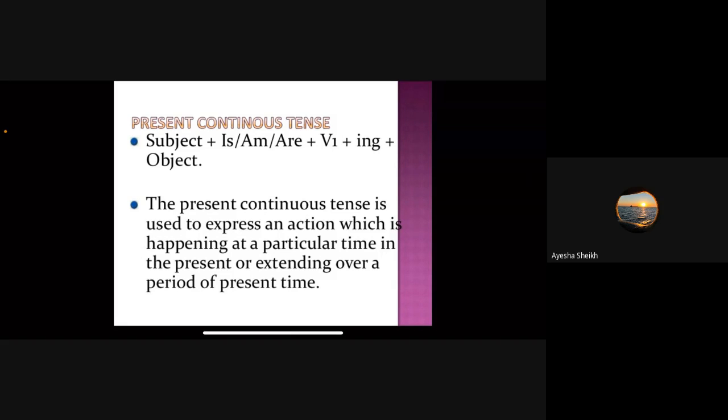Present continuous tense. Subject plus is, am, are plus verb plus ing plus object. The present continuous tense is used to express an action which is happening at the particular time in the present or extending over the period of present time. Okay.